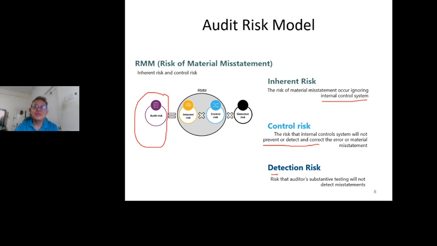Then the detection risk. What is detection risk? It is the risk that the auditor's tests will not detect the misstatements. They conduct the audit test, however the test cannot detect the misstatement. So detection risk is really the risk that the auditors are not able to detect. Inherent risk is a risk at the organization level, and control risk is also a risk at the organization level. These two contribute to the risk of material misstatement.